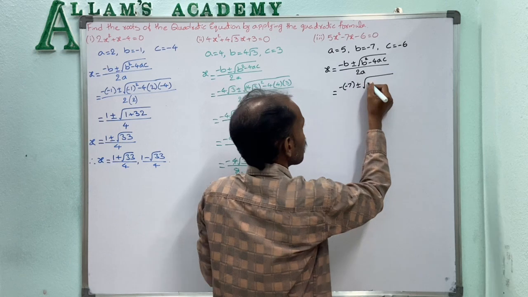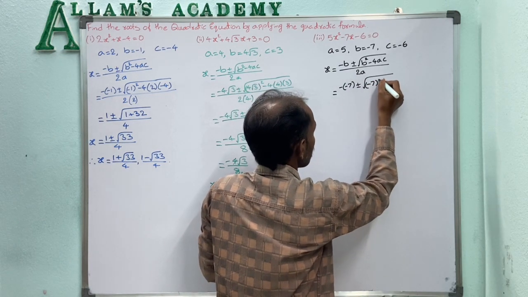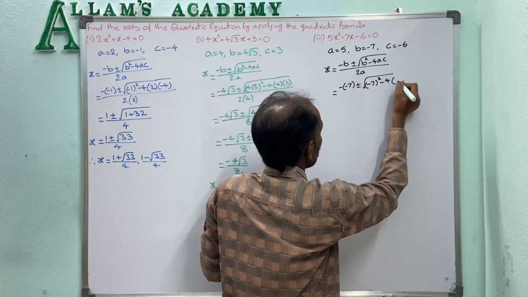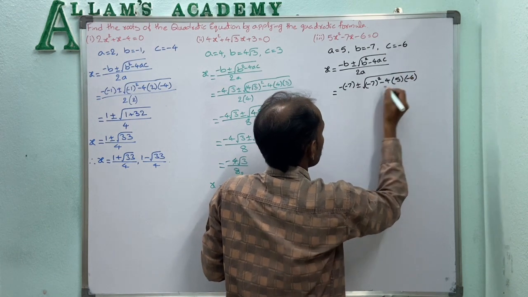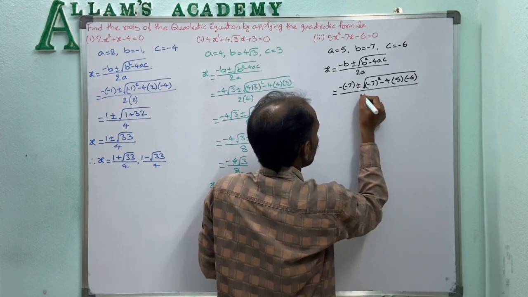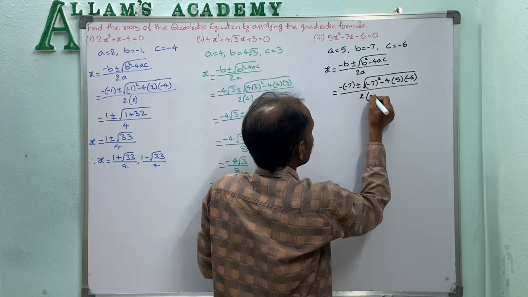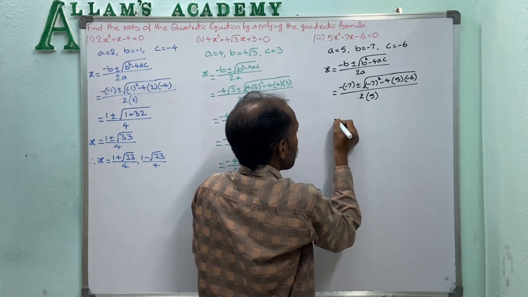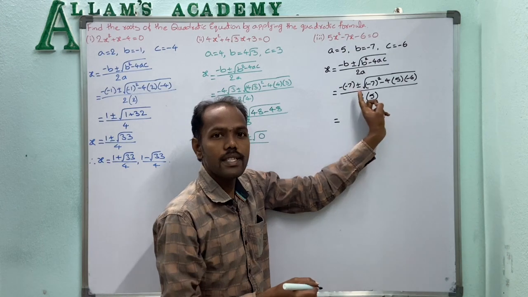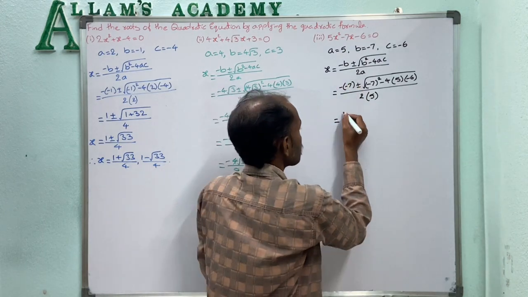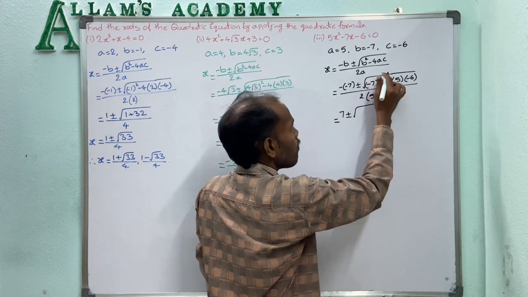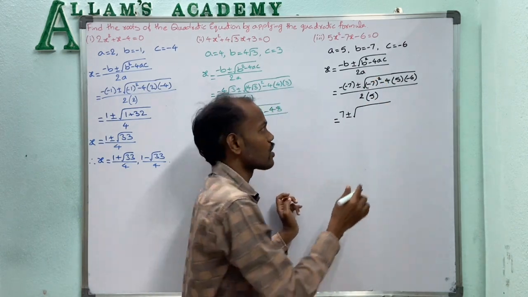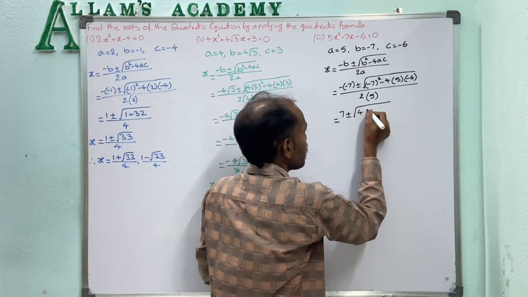So minus 7 whole square minus 4ac. So minus 4 into a equal to 5, into c equal to minus 6, by 2a. So 2 into a equal to 5. So minus of minus 7, minus into minus is nothing but plus, that means it is plus 7 plus or minus under root minus 7 whole square, minus 7 whole square is 49.